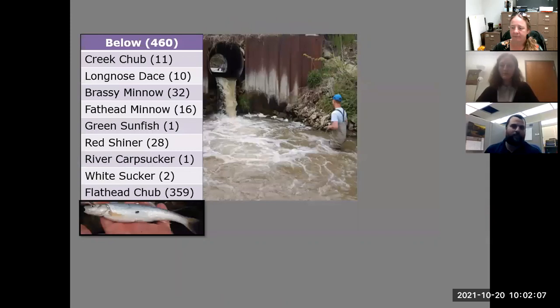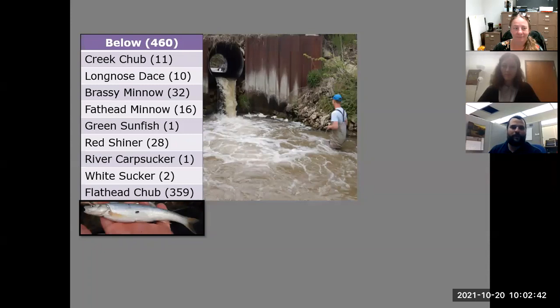So this is just an example of a drop culvert system that we sampled. I'll get in a little bit more on the data a little bit later. Basically, I just wanted to throw this up showing that we sampled 460 total fish below this culvert in a stretch of stream with 9 different species. One species I would like to note is the flathead chub. We had 359 flathead chubs sampled in a 150-meter stretch. That's an incredible amount of flathead chubs. And we probably missed just that many netting them.